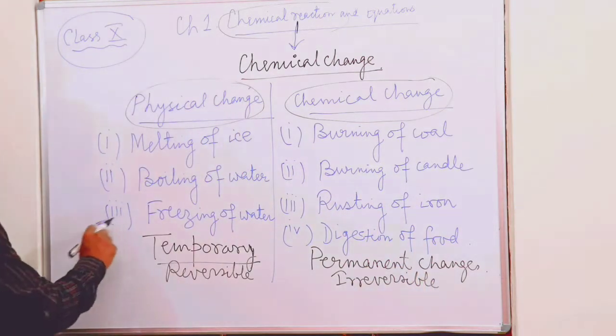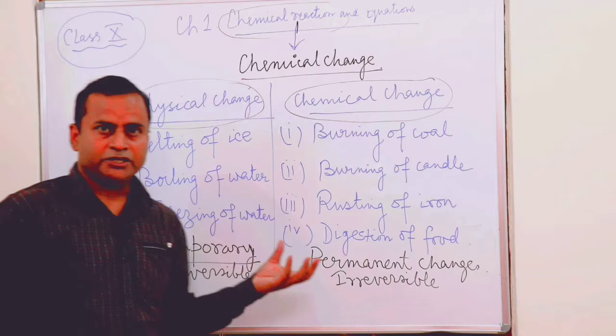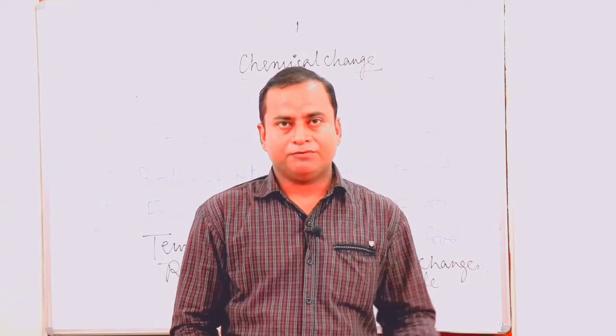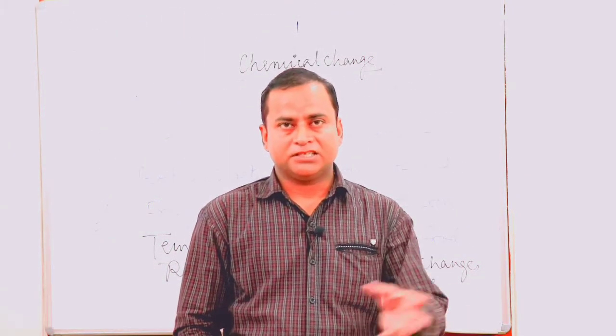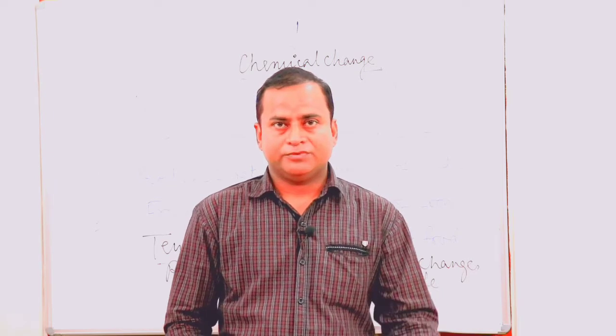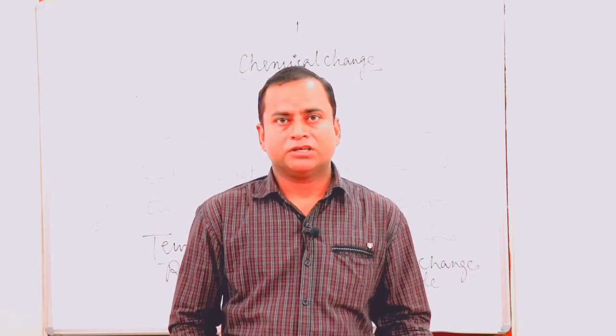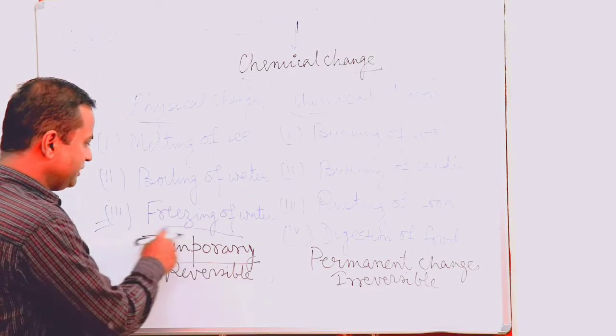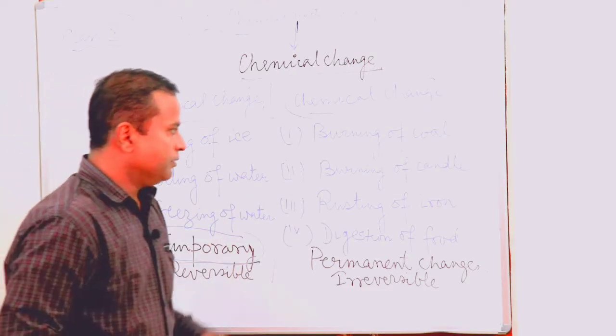For example, say freezing of water. To freeze water, you take some water, keep it in the refrigerator, it will freeze. But if you want to get the water back, just take it out of the refrigerator, it will again melt and you will get back the water. So that's why they are not permanent, they are temporary and they are reversible.